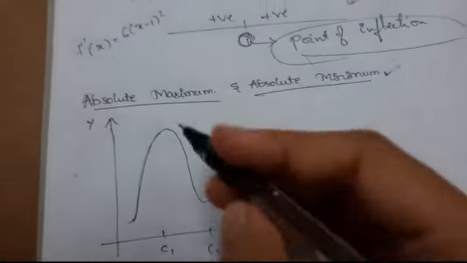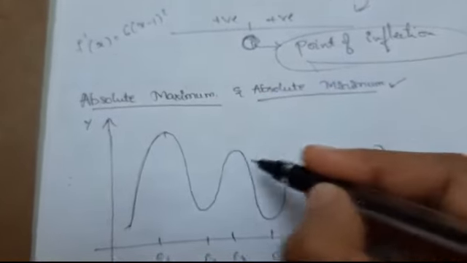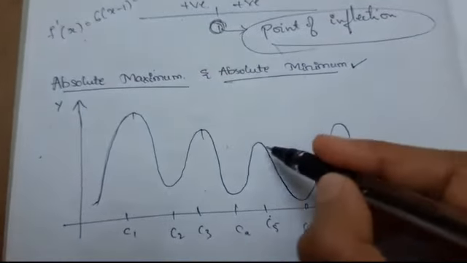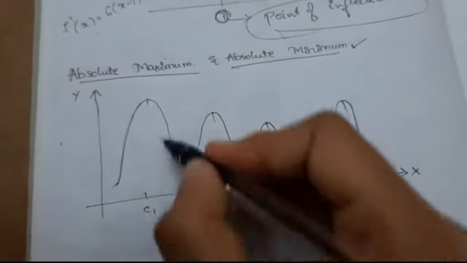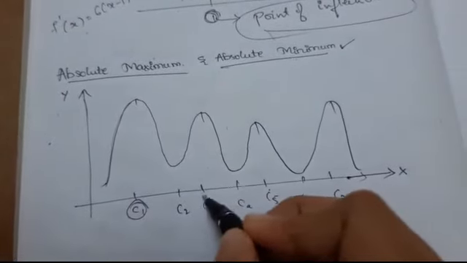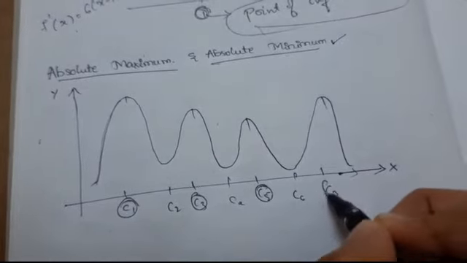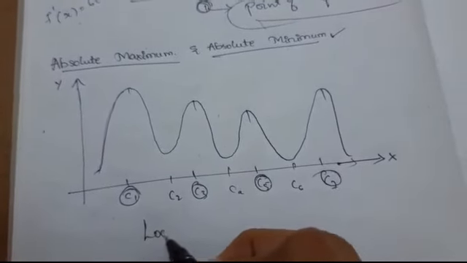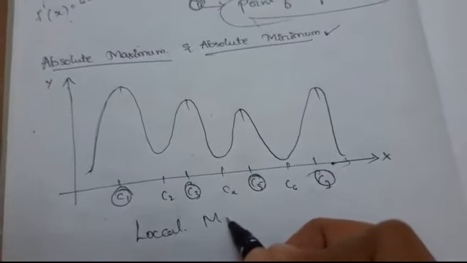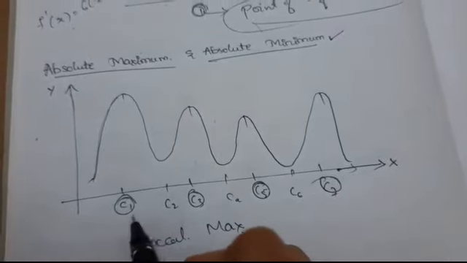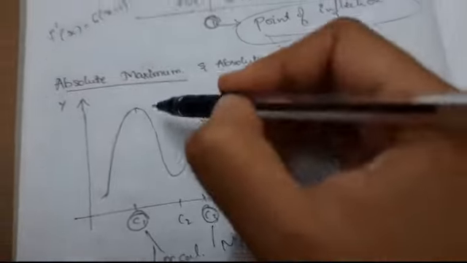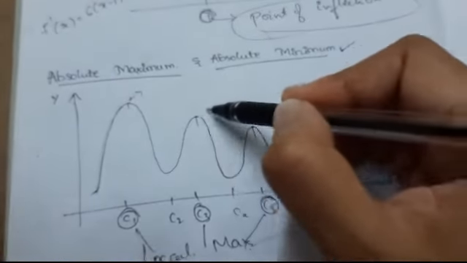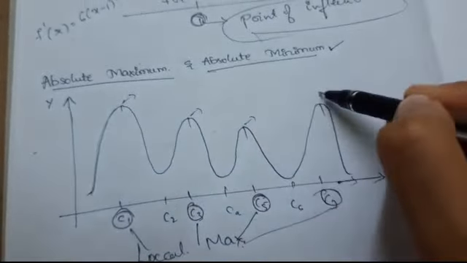So you can see here clearly at C1, at C3, C5 and C7, at all these 4 points we are attaining local maxima. All 4 points are called local maxima. And at all these 4 points, what value are we going to attain? All these values are called what?